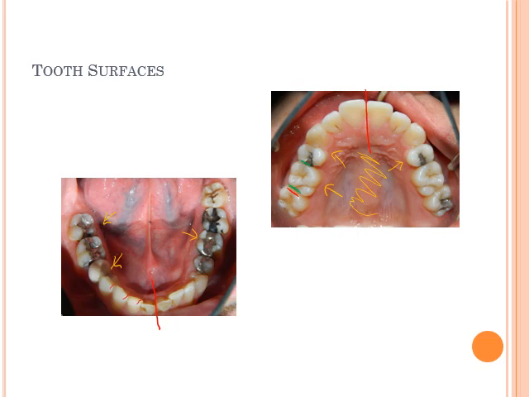On these pictures, you can also see occlusal for posterior teeth and incisal for anterior teeth.